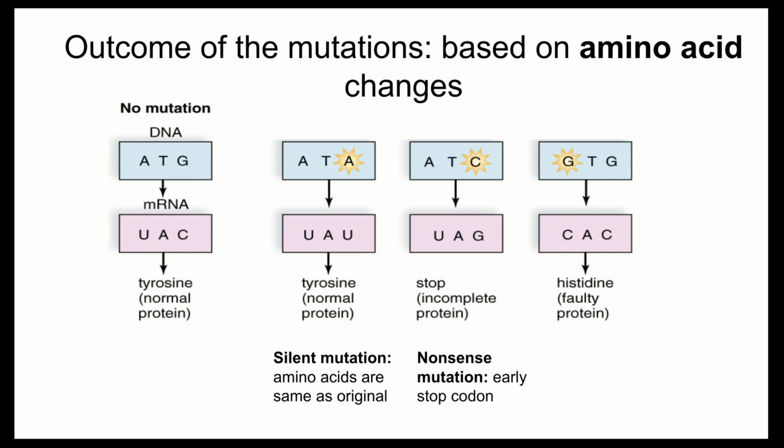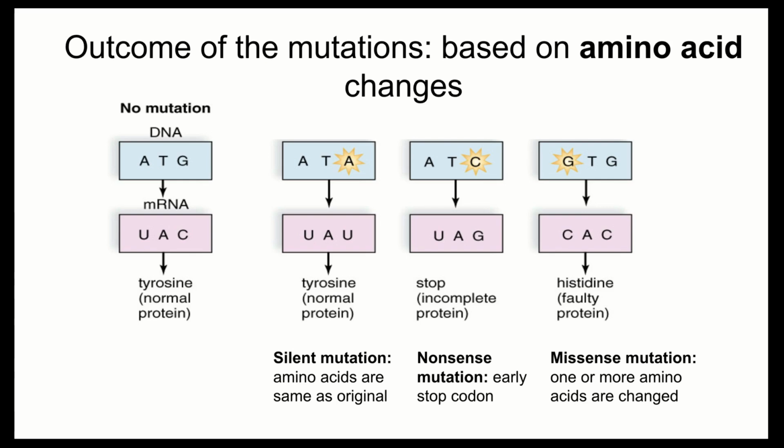Our second example, the final G was changed to a C, and that resulted in a stop codon. UAG is a stop codon, which means we're going to stop translation early. That's called a nonsense mutation. A nonsense mutation is an early stop codon. And our final example, we changed the first letter of the codon, A, to G, and so that resulted in CAC in the mRNA and a histidine amino acid. So we actually just changed our amino acid. That's a missense mutation, and that's when one or more amino acids are changed.